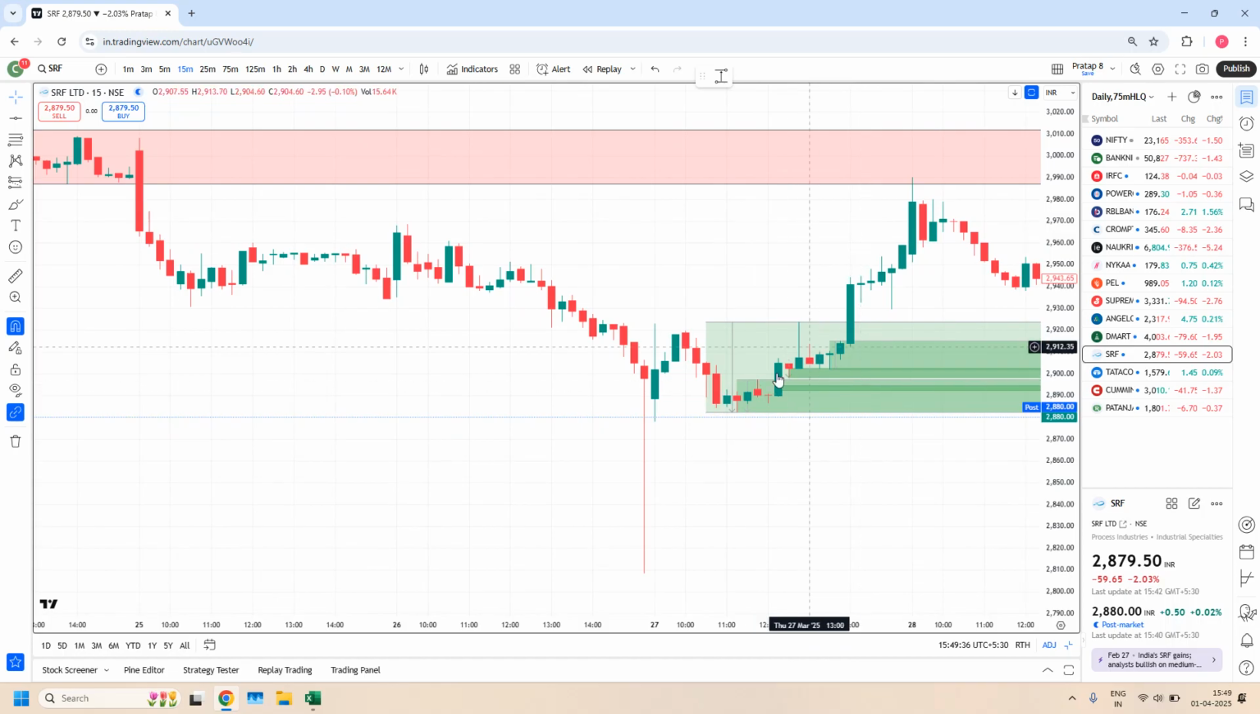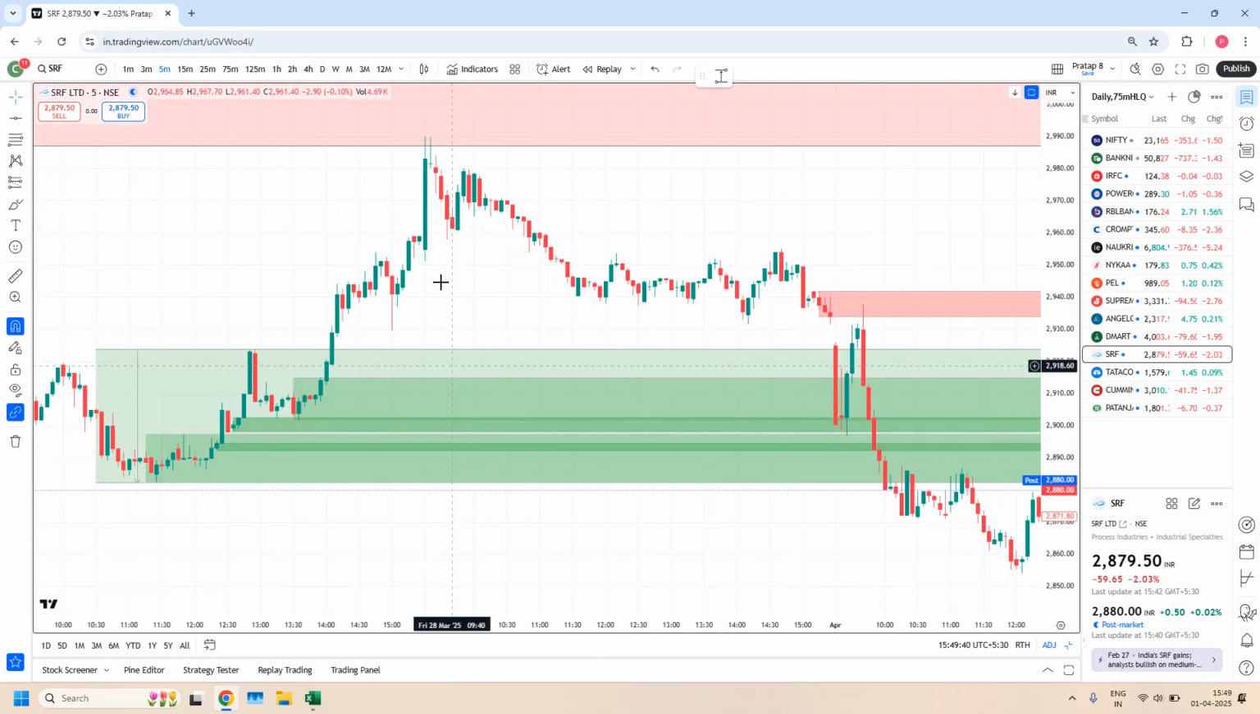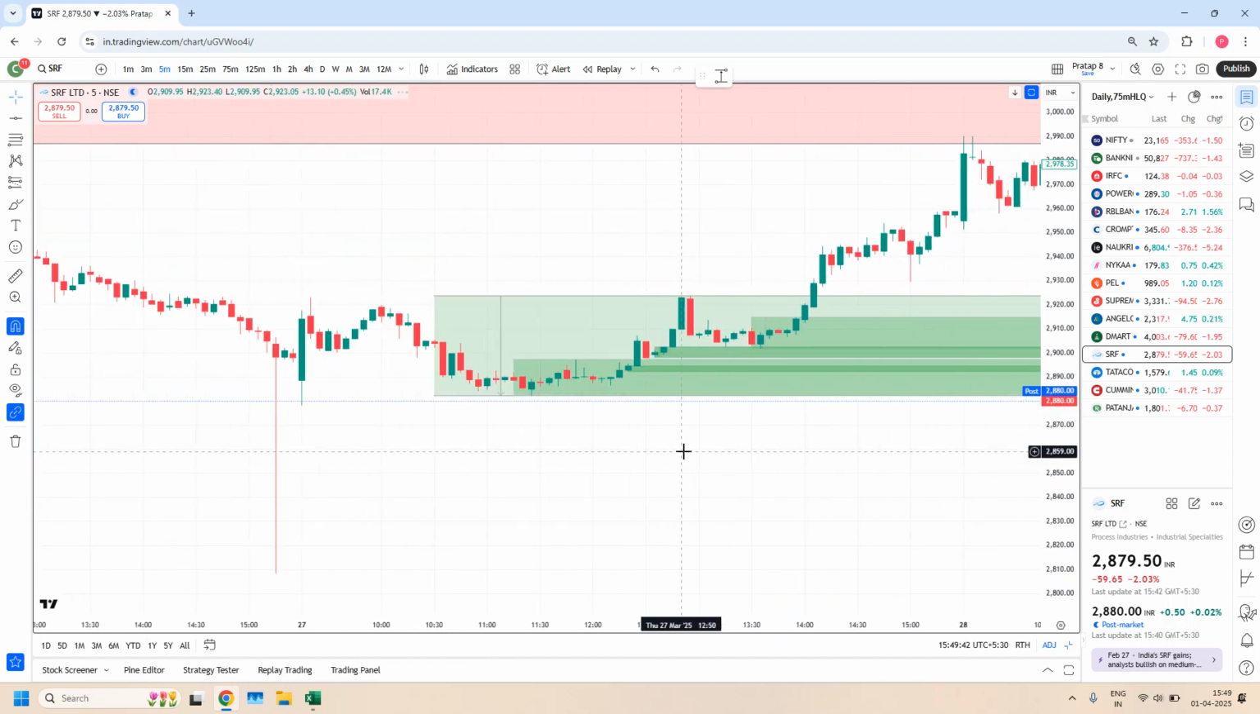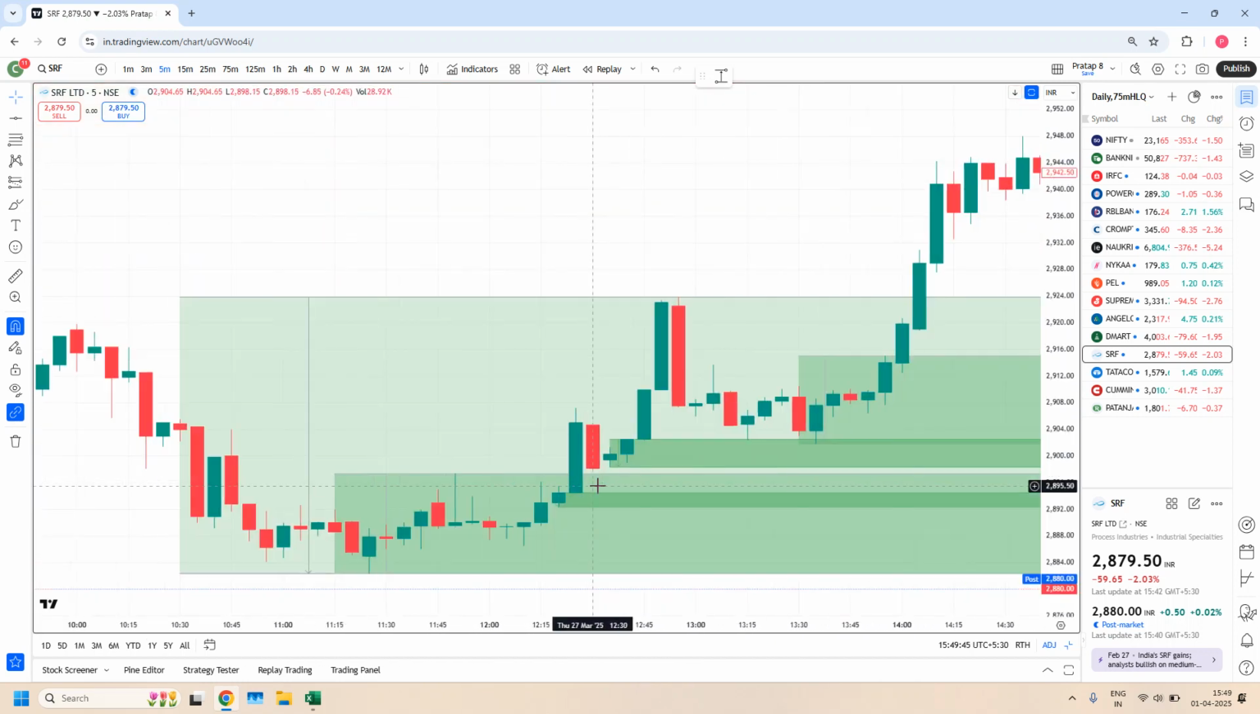Okay, both these zones are again fine-tuned with the 5-minute time frame. Go to the 5-minute time frame. In the 5-minute time frame, we have the horizon. See here, drop, 2 base candles and rally. Follow through candles.